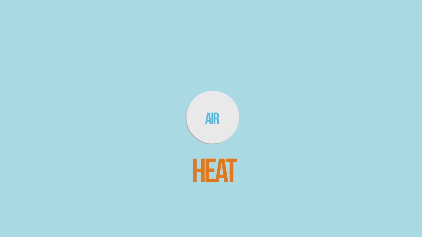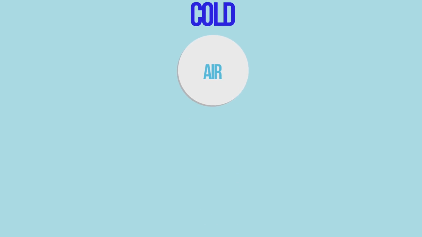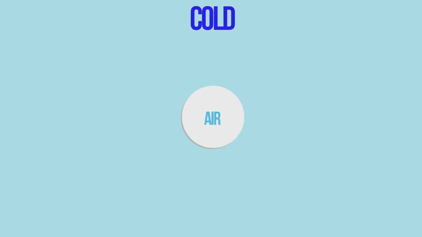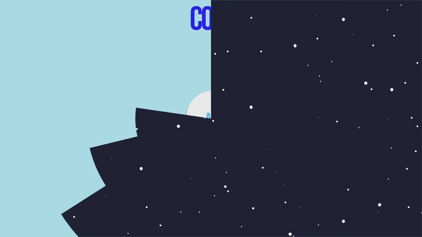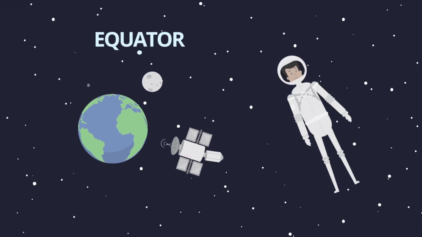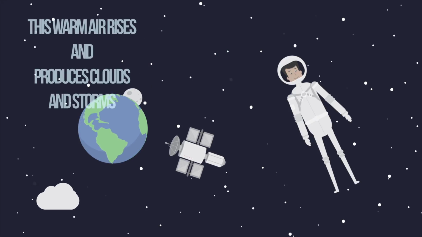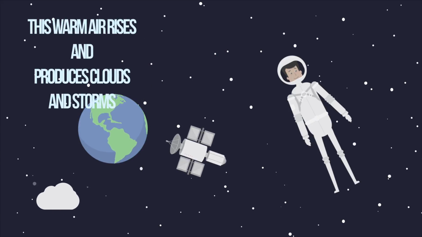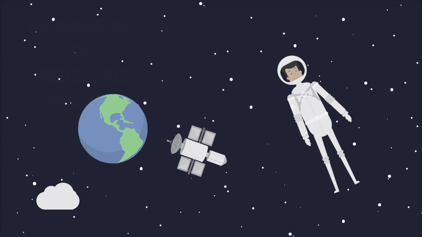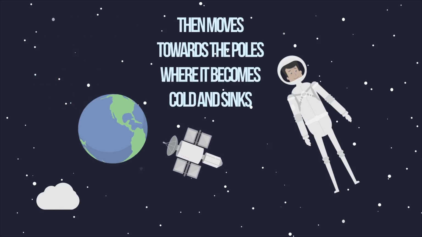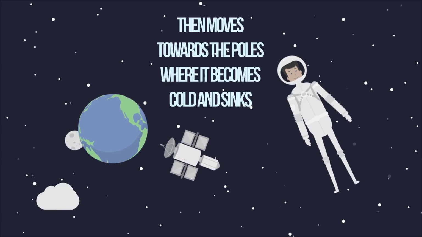When air is heated, the air expands and is lower in pressure. This causes it to rise. Conversely, when air cools, it becomes denser, higher in pressure, and sinks. Because the surface of the Earth at the equator is closer to the Sun, it receives more heat. This warm air rises and produces clouds and storms as water vapor condenses, then moves towards the poles where it becomes cold and sinks before returning to the equator.